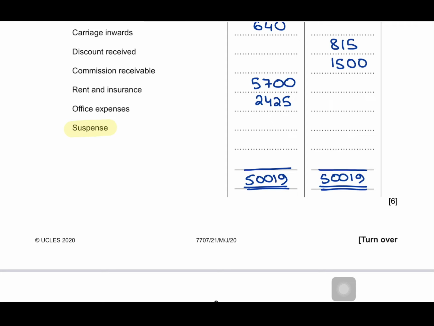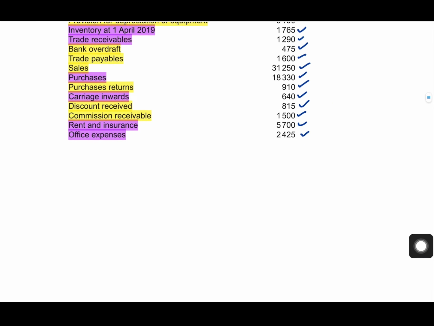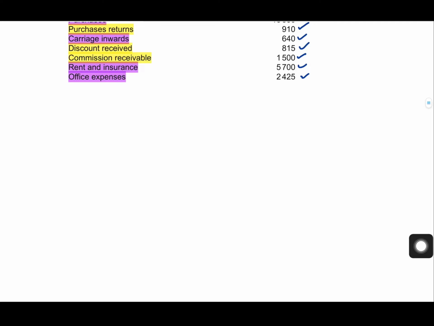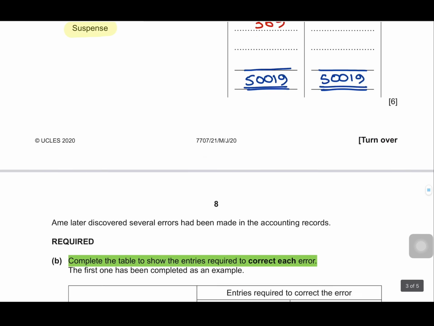And the difference would be 50,019 less 49,650, that would be 369, a shortage on the debit side of the trial balance of 369. So make sure that if you are attempting such a part in the exam, you keep crossing off the amounts that you have already used in the trial balance, so that you don't end up repeating or taking a wrong figure for any account balance. So we are done with the first part. Let's move to the next part.